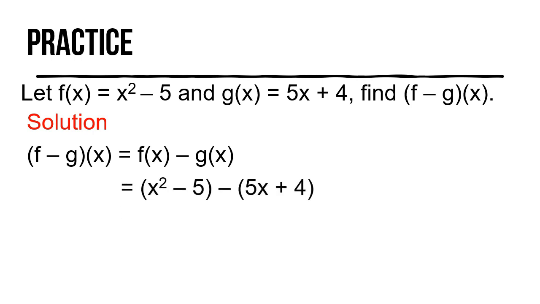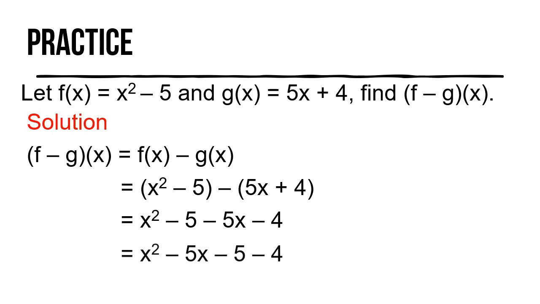So x squared minus 5 minus 5x plus 4. So it will become x squared minus 5 minus 5x minus 4. Very good. x squared minus 5x minus 5 minus 4. So f minus g of x is equal to x squared minus 5x minus 9. Congratulations for getting the correct answer.